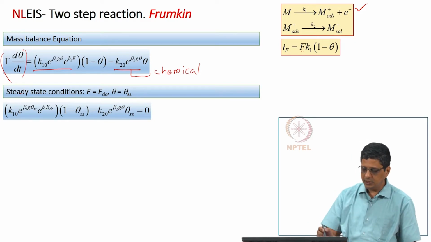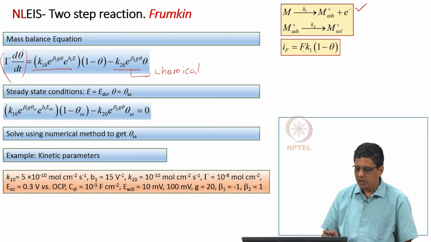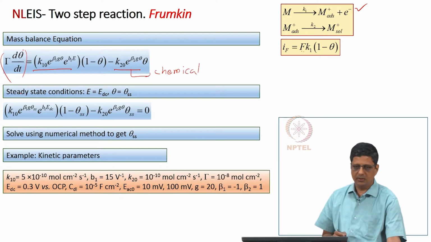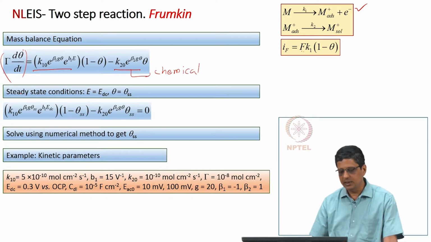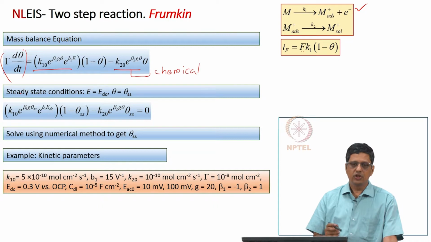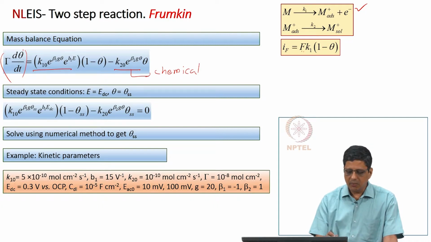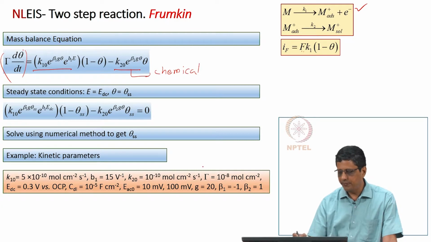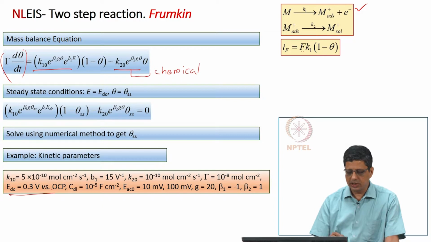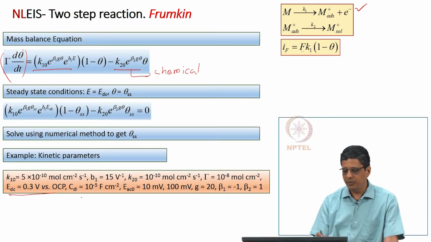So, you can set this to 0, that is straightforward, but we will have to use a numerical method to solve this and get a value for theta SS. Okay. I want to show you an example. Let us say the k1 value, b1 value, k2 0, b2 is of course 0 here, gamma value, and a DC potential of 0.3 volts versus OCP.